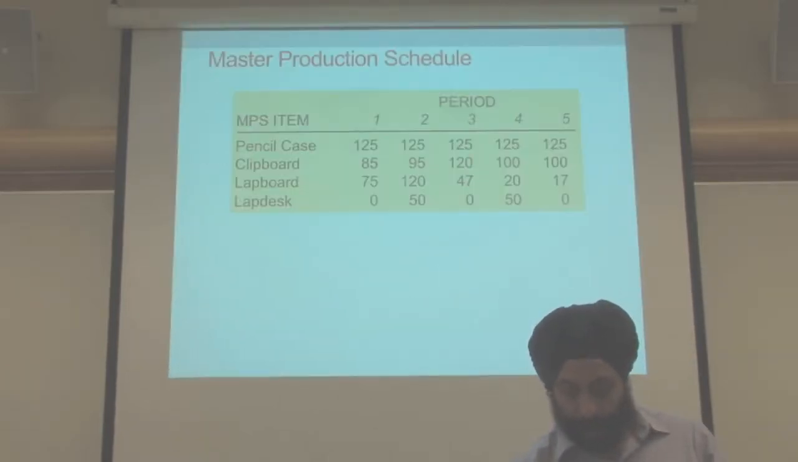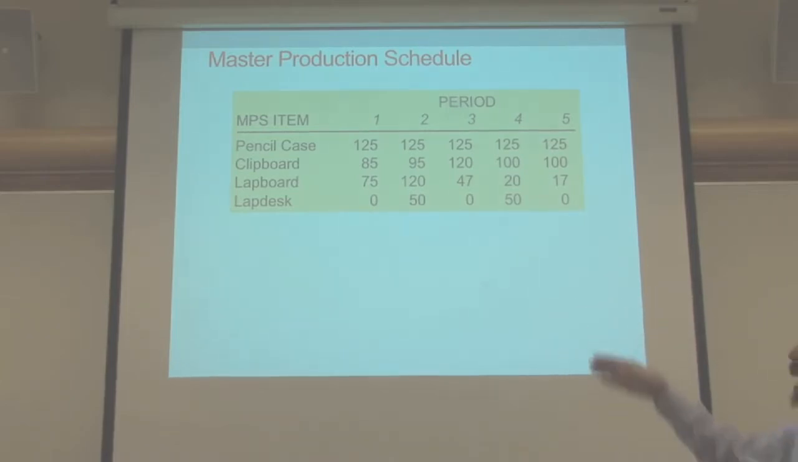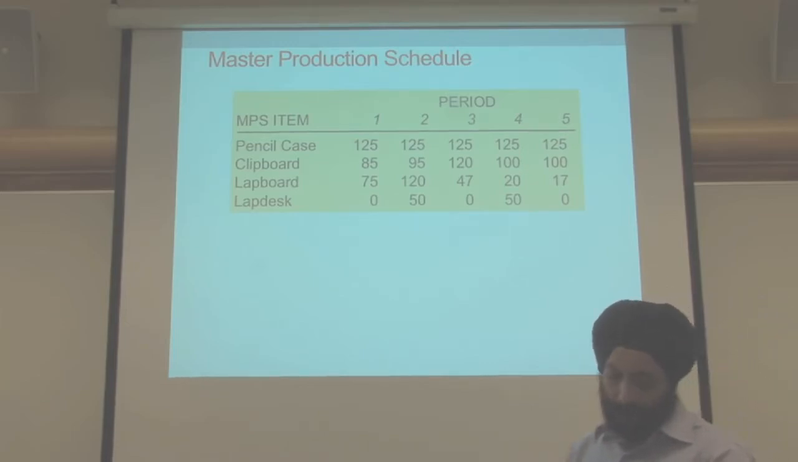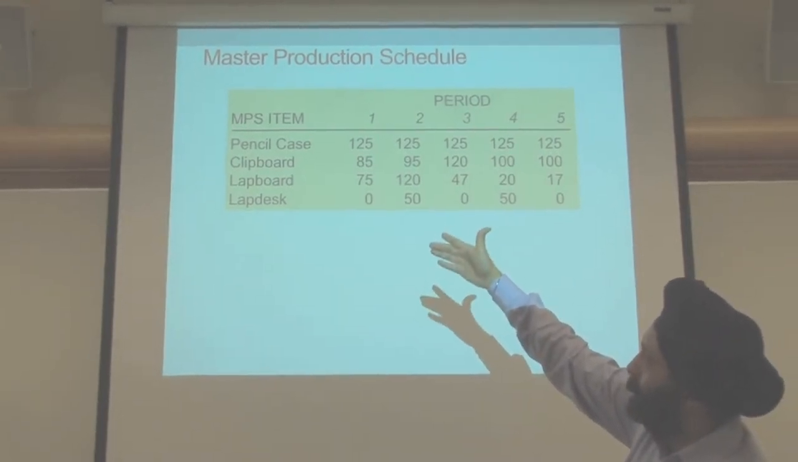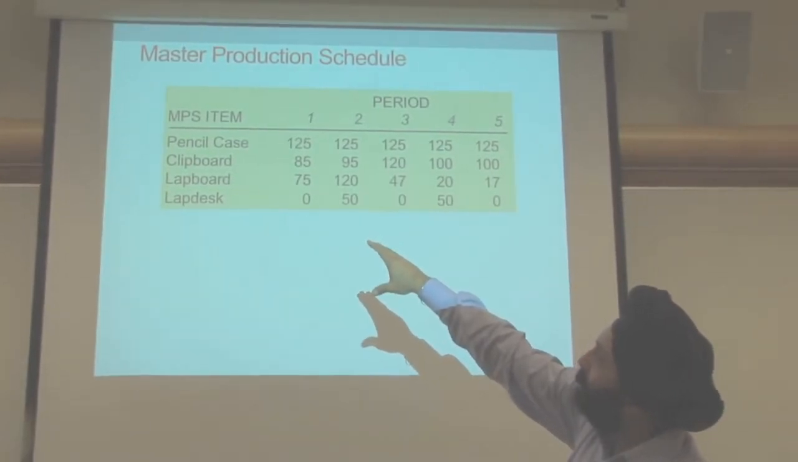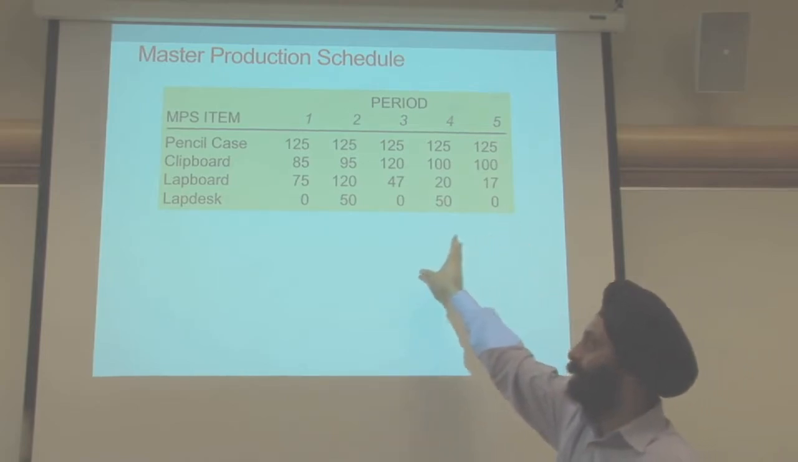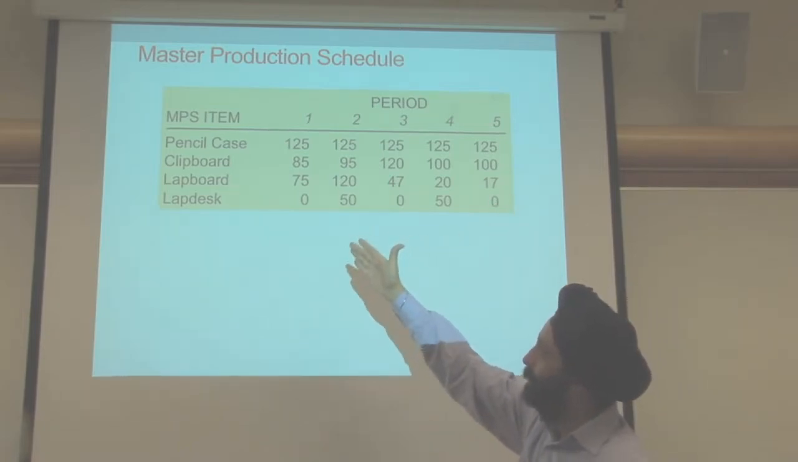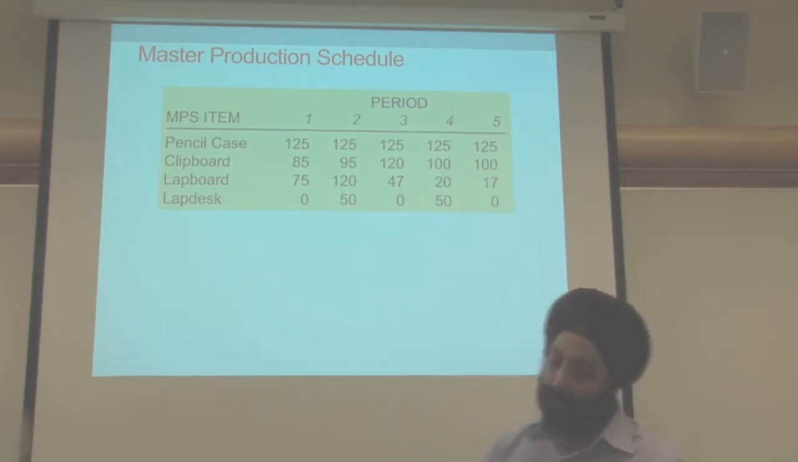So in this particular case, let's take an example of a master production schedule. You have an example of a product, clipboard, and in this case, you're looking at the stationery goods industry. You have pencil cases. The master production schedule is 125 units that need to be produced every period. Clipboards have to be 85, 95, 120, and then 100 for periods 4 and 5. Lap boards could be 75, 120, 47, different numbers, and lap desk is also 50 units every other week.